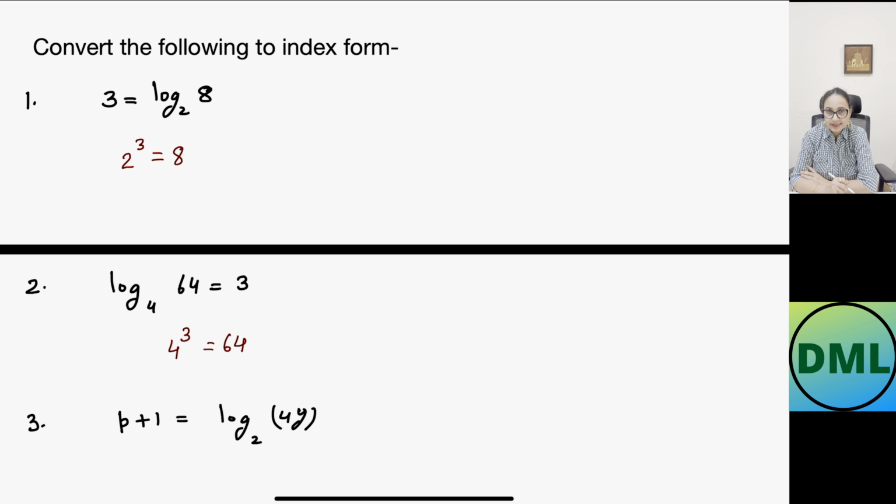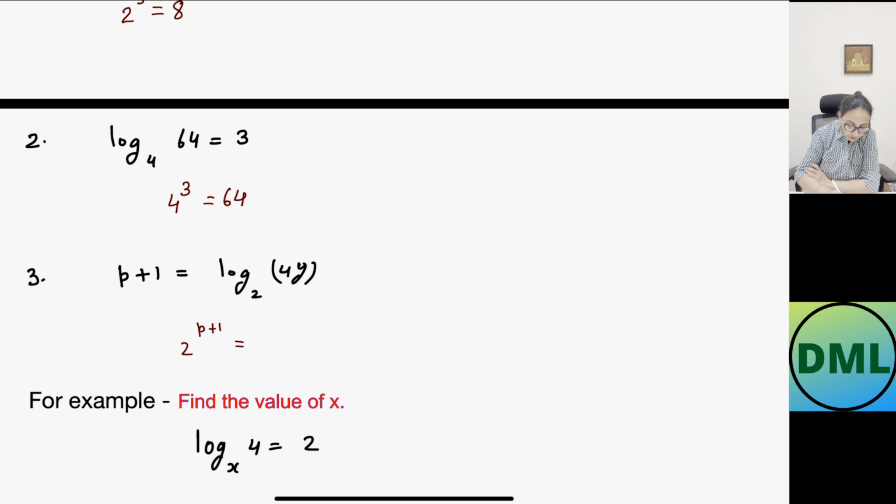p plus 1 is equal to log 2 of 4y. Need to write it in the index form. So this will become the base here. So 2 to the power p plus 1 will give you the answer 4y. That will be your index form. Let's see some more examples here.